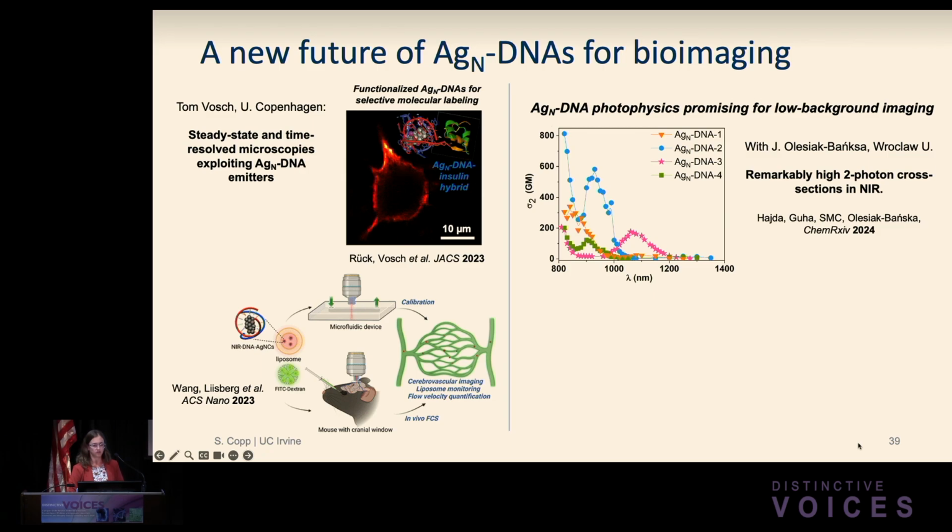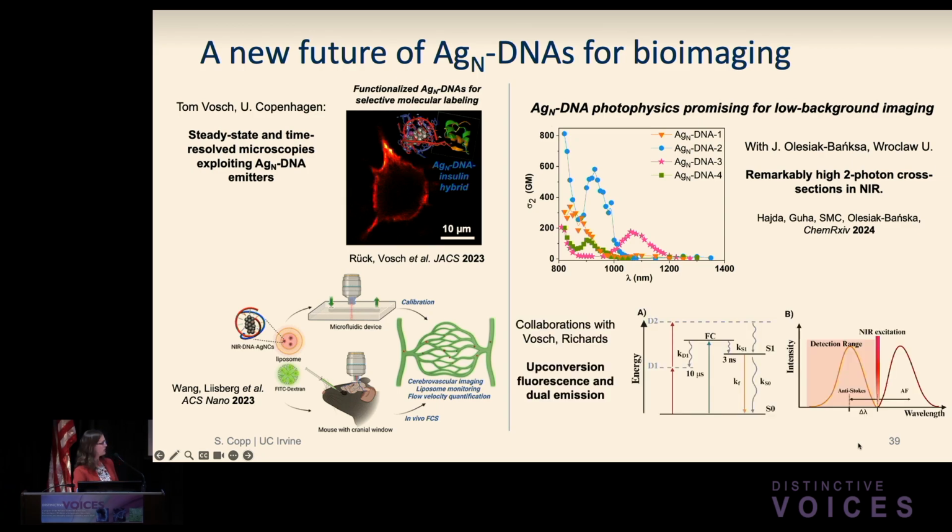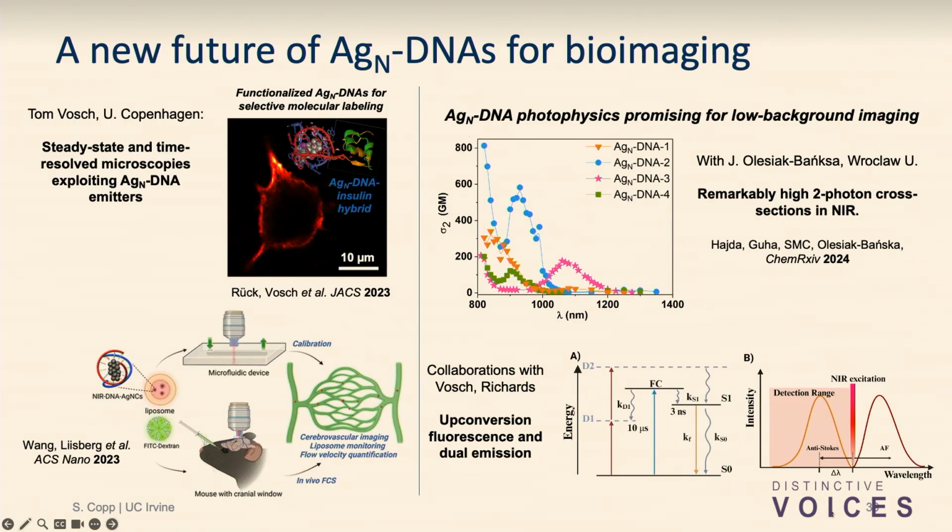And these nanoclusters have shown remarkably high 2-photon cross-sections, which is even more promising for their use in deep tissue imaging. Similarly, they also have shown promise for a process called upconversion fluorescence, where similarly you can use long wavelength light to excite fluorescence that happens at a shorter wavelength. And all of this could enable us to image deep inside of a tissue.